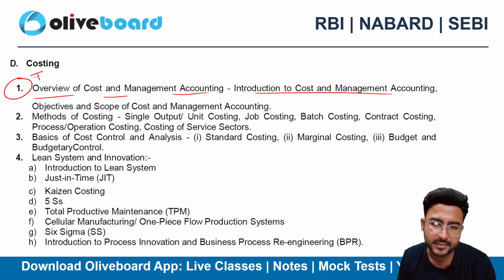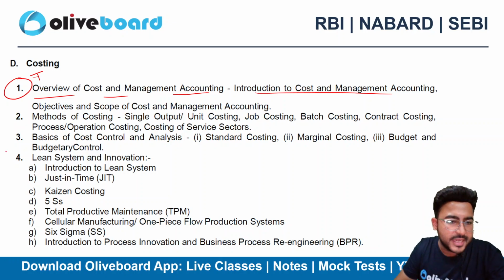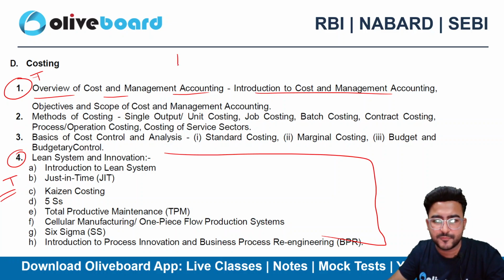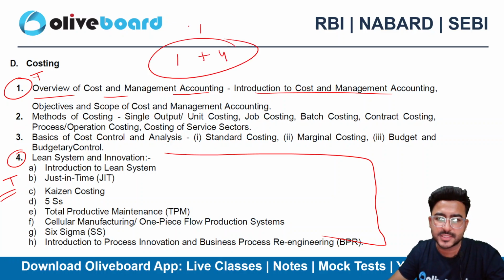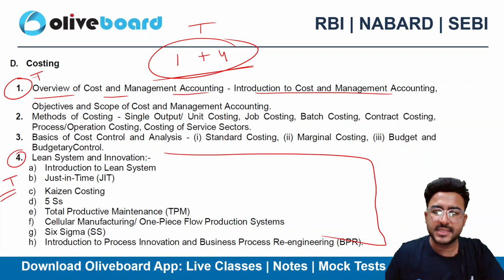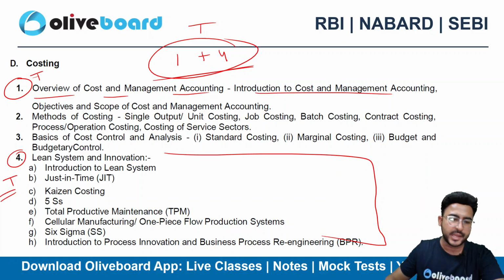A pure theory topic, right? Lean system, again a pure theory topic and a scoring one, right? If you cover first and fourth topic, which is completely a theory topic, definitely you can fetch some marks in this examination, because a lot of things related to basics of costing and lean system are being asked in the examination of both PFRDA and as well as SEBI examination, right?